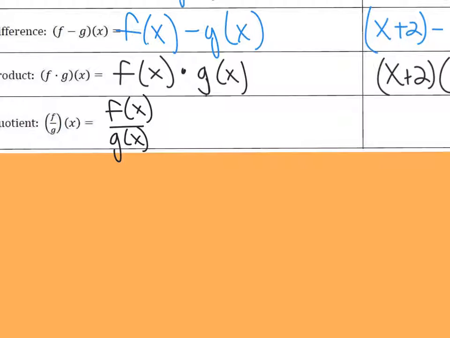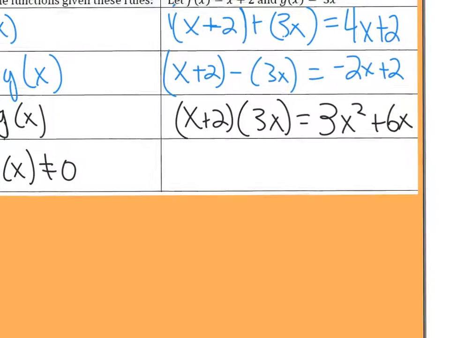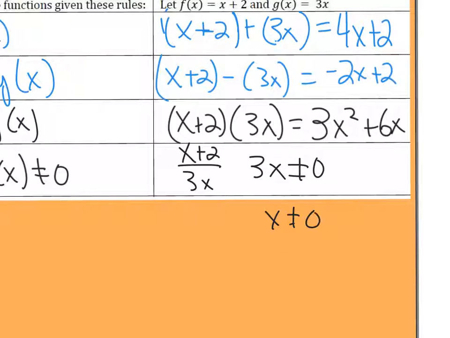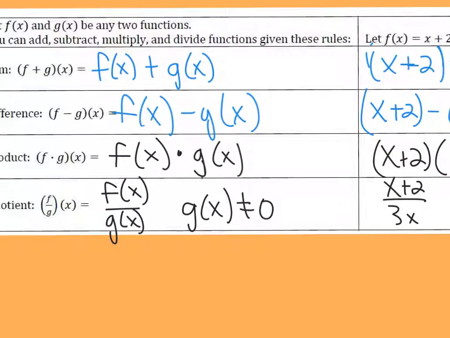But you've also got to figure out that your bottom function cannot equal 0. So whatever the bottom function is does not equal 0. What I'm saying here is you have x plus 2 over 3x, and you have to say 3x cannot equal 0. But then I can simplify that and say x cannot equal 0. So circle this, star it, keep it handy because it's going to play a big role in this section.